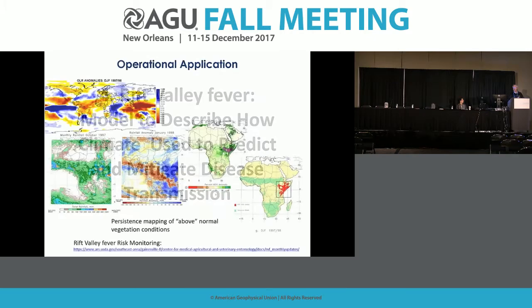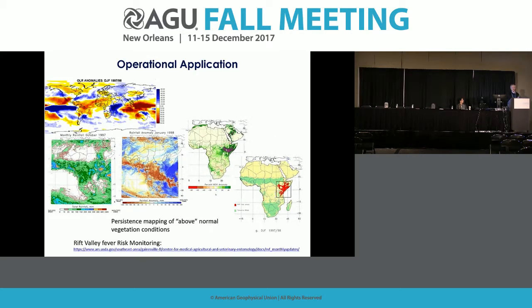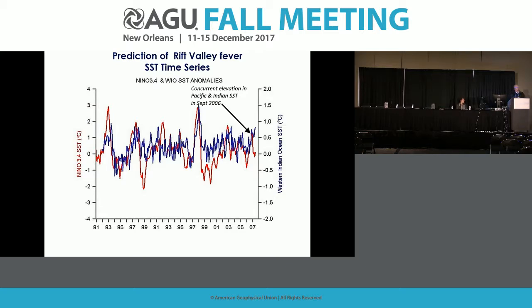So what we have developed is an actual operational model that is published on our USDA website, where we can show what's going on globally, ocean-wise, also vegetation development in Africa, and eventually produce risk maps as shown here. For example, this produced in 1997 with the red indicating elevated risk for Rift Valley fever. And I'll show you just one example.